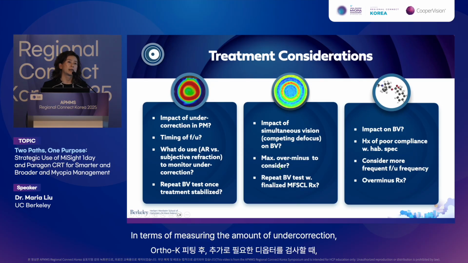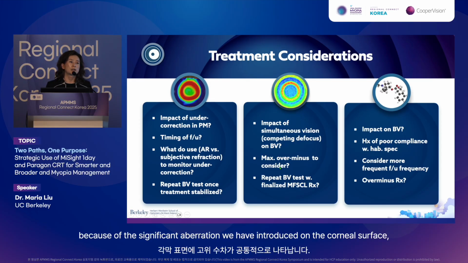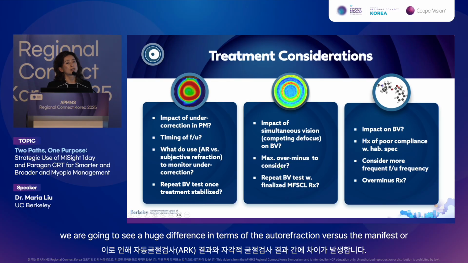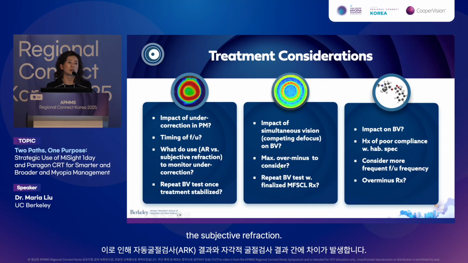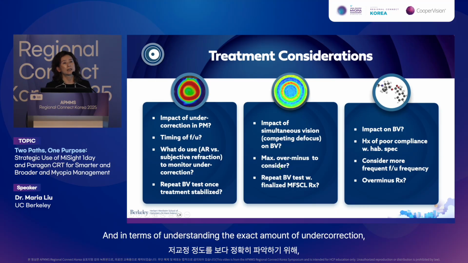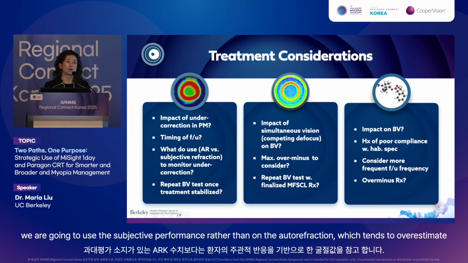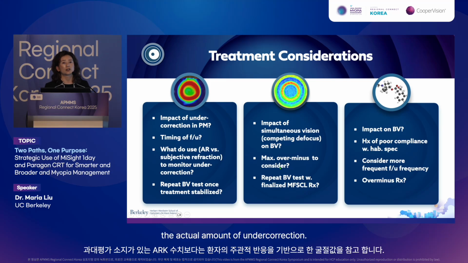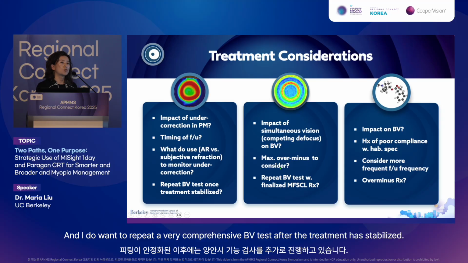In terms of measuring the amount of undercorrection, we know anybody undergoing Ortho-K treatment, because of the significant aberration we have introduced on the corneal surface, we are going to see a huge difference in terms of the autorefraction versus the manifest or the subjective refraction. And in terms of understanding the exact amount of undercorrection, we are going to use the subjective performance rather than the autorefraction, which tends to overestimate the actual amount of undercorrection. And I do want to repeat a very comprehensive BV test after the treatment has stabilized.